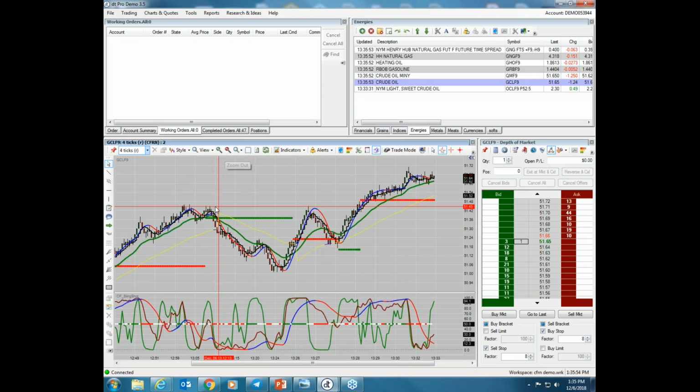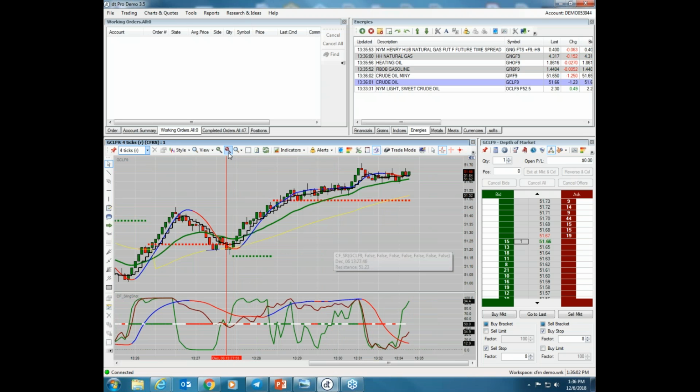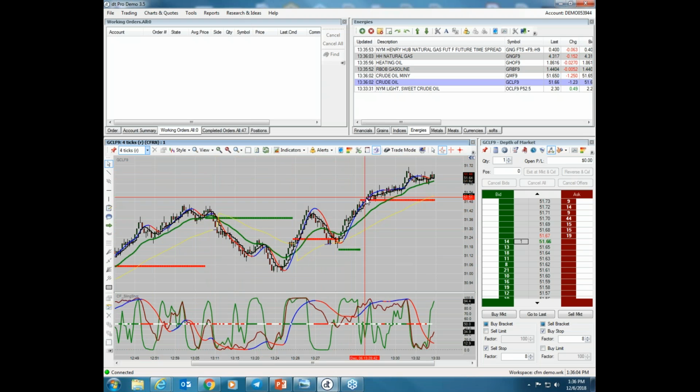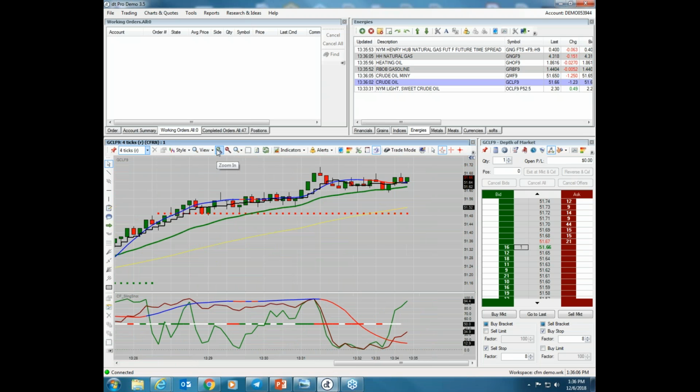Okay, as I said before, we were back here. Notice how we reacted off of that high. Now we're trading above that. That's why we zoom out. Now we're trending again, so we're going to look for any opportunities to get long.